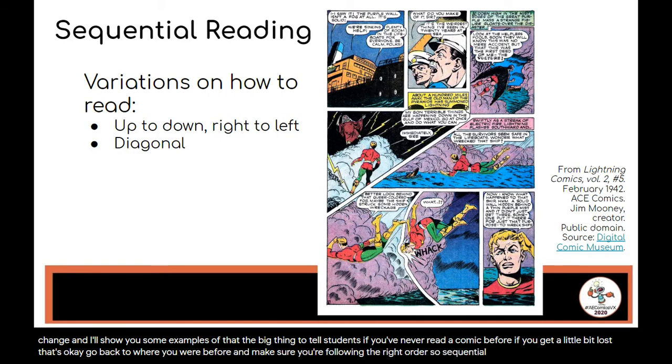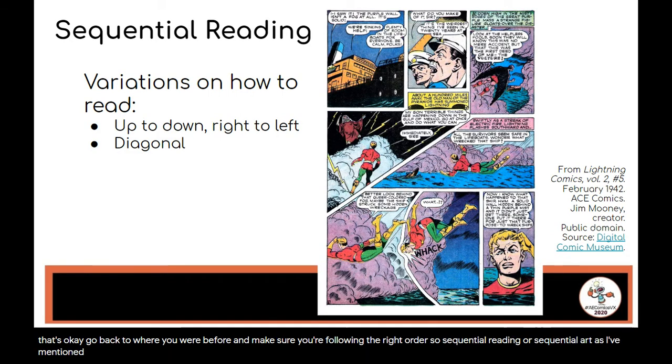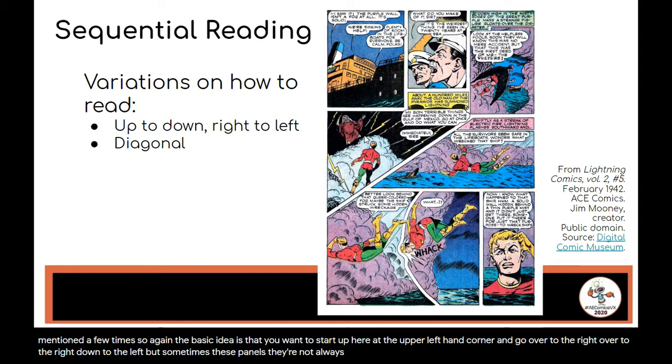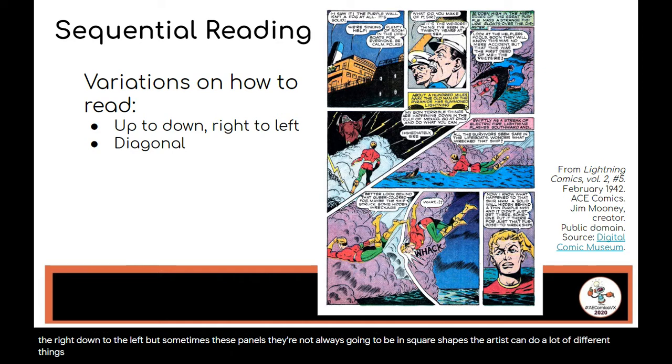So, sequential reading or sequential art, as I've mentioned a few times. So, again, the basic idea is that you want to start up here at the upper left hand corner and go over to the right, down to the left. But sometimes these panels, they're not always going to be in square shapes. The artist can do a lot of different things with the panels. You also have to understand that right here, this is called the gutter. And in the gutter, there's a lot that happens from this panel to that panel, from this panel to this panel.